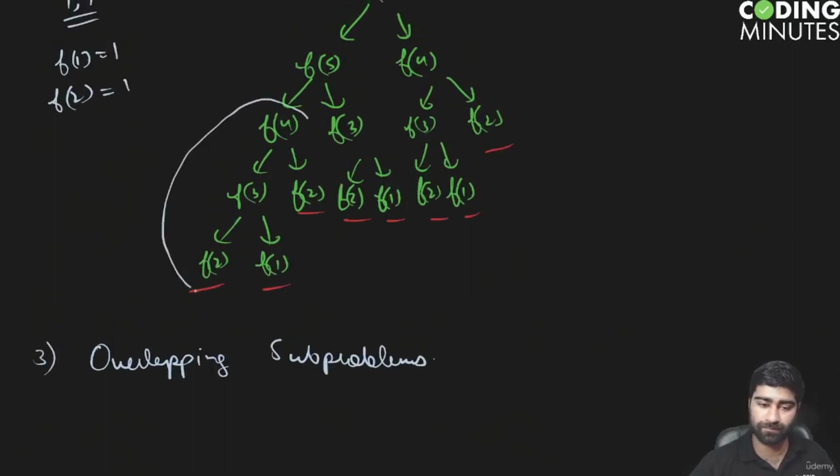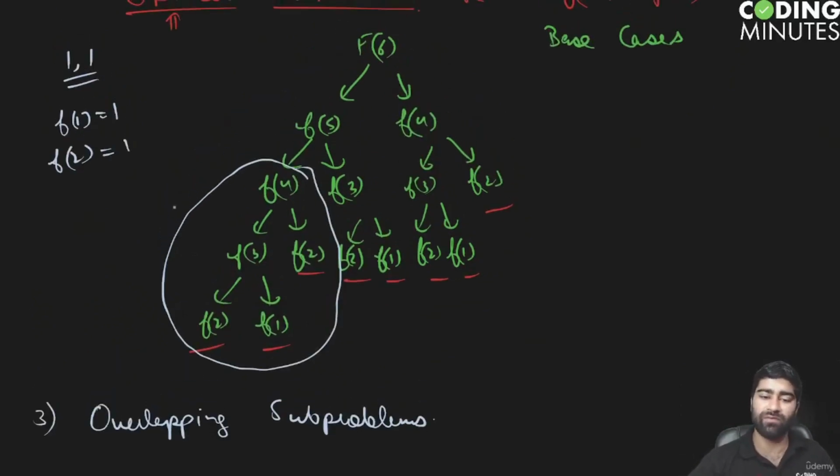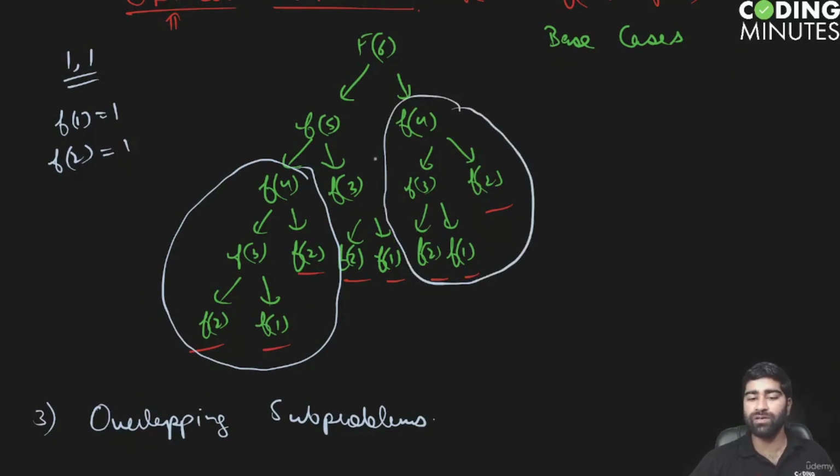right? So in f of 6, f of 4 is being called here and f of 4 is also being called here, right? So it means that if Fibonacci 4 is being found once, if I'm going in the subtree of f of 4 here, then I do not need to go in the subtree of f of 4 here. Why? Because I've already found out what is f of 4, which is Fibonacci of 4.